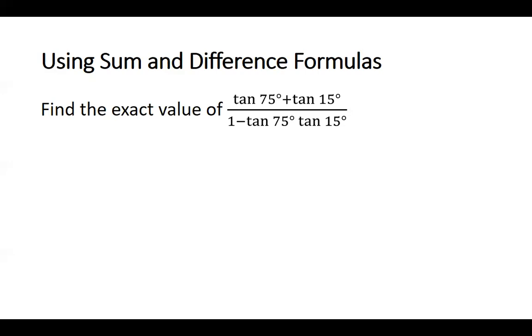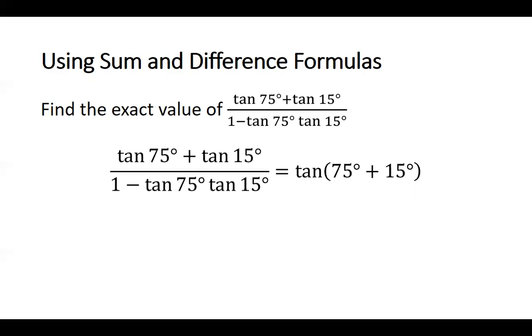So we can say that the tangent of 75 degrees plus the tangent of 15 degrees over 1 minus the tangent of 75 degrees times the tangent of 15 degrees is equal to the tangent of 75 degrees plus 15 degrees. Neither 75 degrees nor 15 degrees is a standard angle, but 75 degrees plus 15 degrees is 90 degrees. And the tangent of 90 degrees is 1. So you see that made that really easy to solve once we recognized that formula.